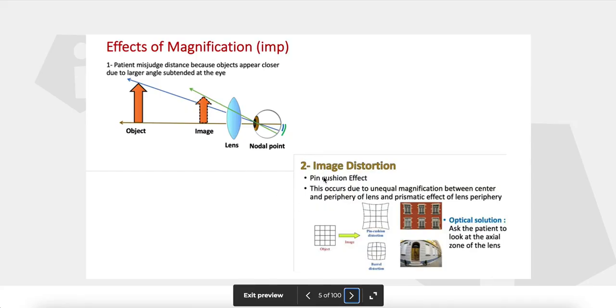A second effect of the prismatic effect of the lens of the aphakia is that it can cause image distortion. This image distortion can be in the form of a pincushion effect here, while that of the high myopic lenses can cause distortion of the barrel shape. So this is that of myopia, and this is that of hypermetropia.